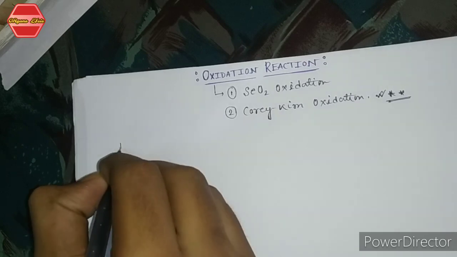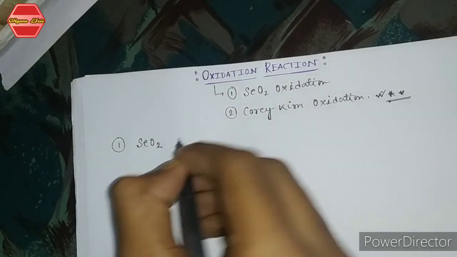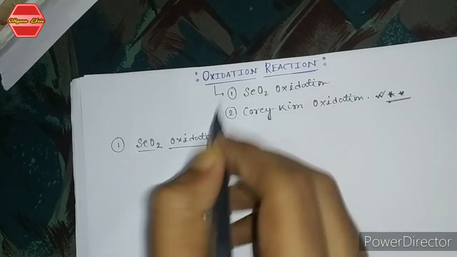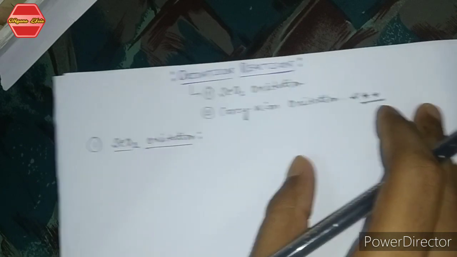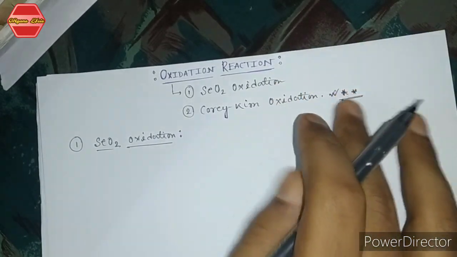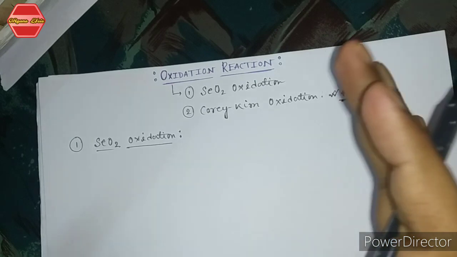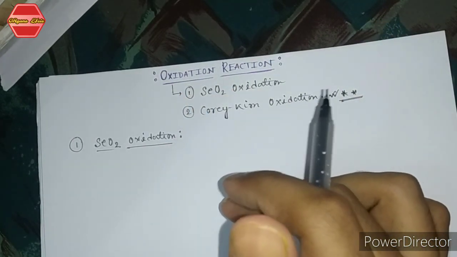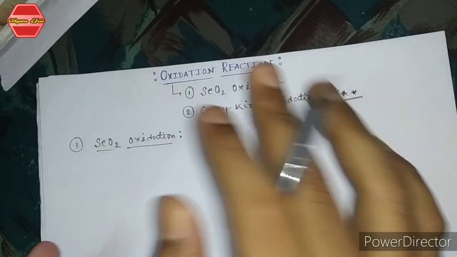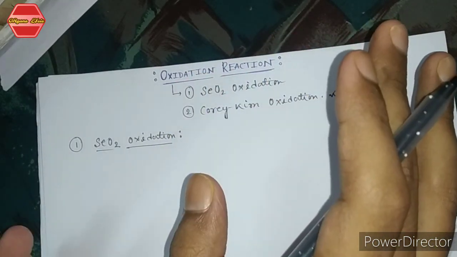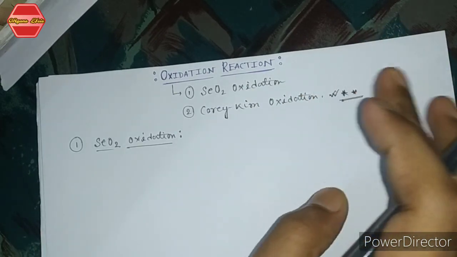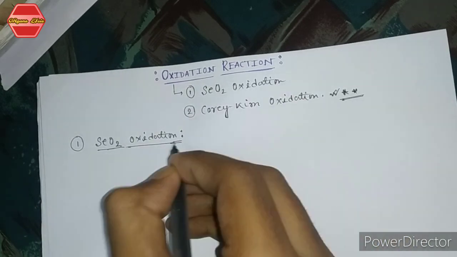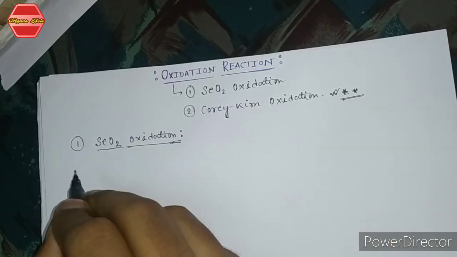So number one is selenium dioxide oxidation. Different kinds of oxidation reactions are important for competitive exams. This is part 1, so in this part we will discuss this topic only, but later in part 2 and part 3 I will discuss different aspects of different kinds of oxidation reactions. So keep watching my channel. Okay, so let's start with selenium dioxide oxidation.